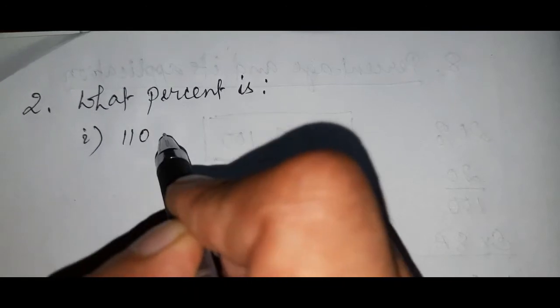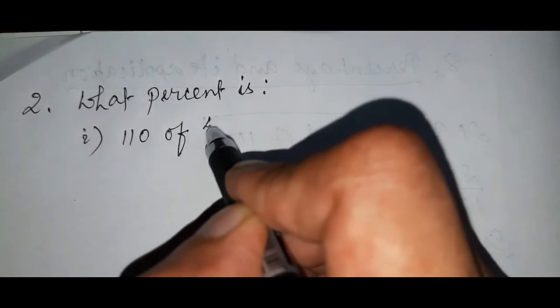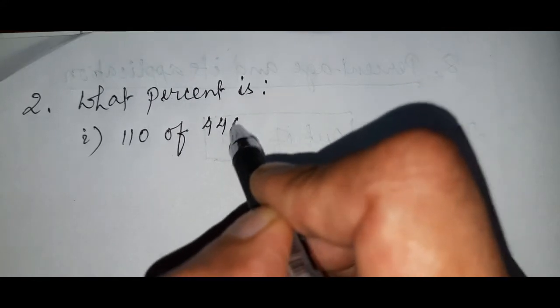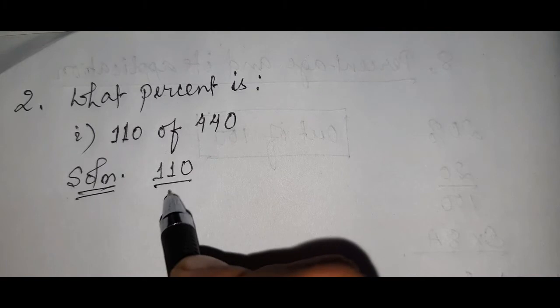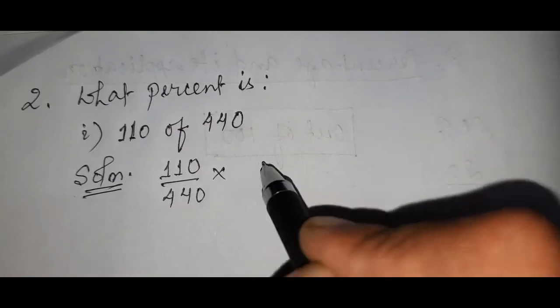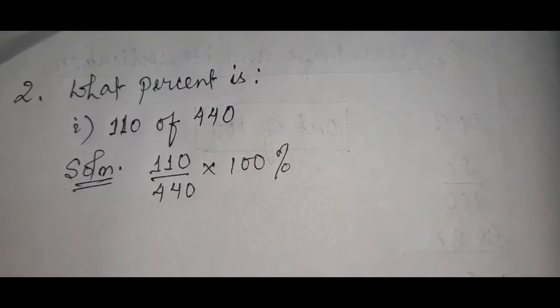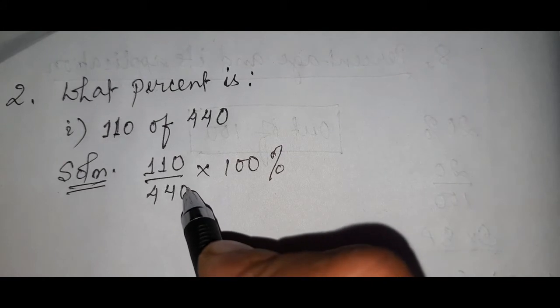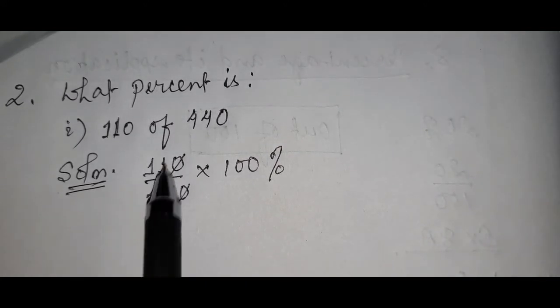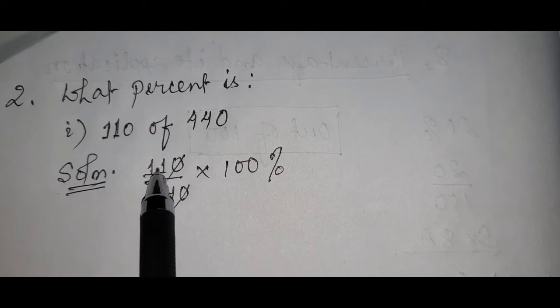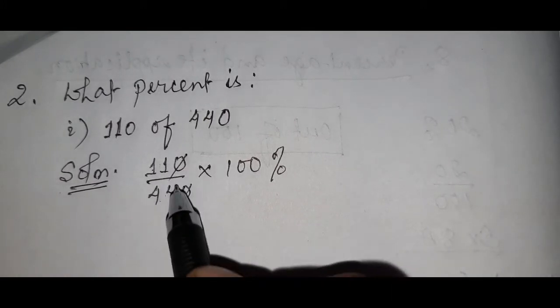What percent is the first one, 110 of 440. You will simply divide this 110 by 440 and into 100. Okay, now we can cut this 0 and 0. Okay, and now here, look here. Now this is 11, this is 44. So these two numbers are both divisible by 11. So let's divide both these numbers by 11.